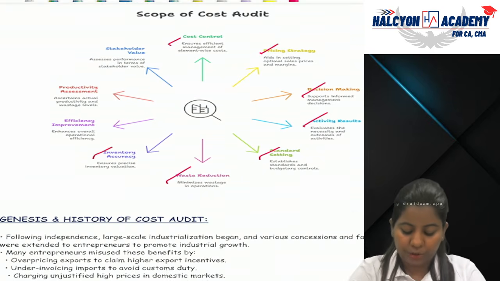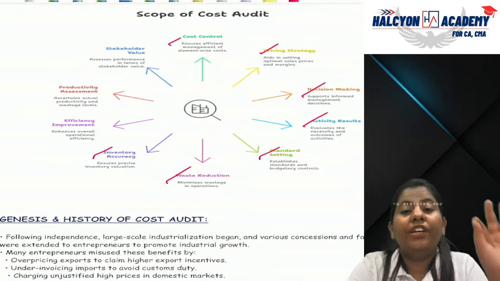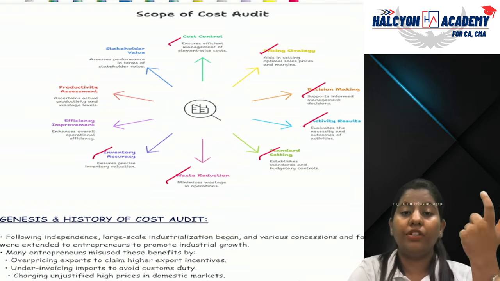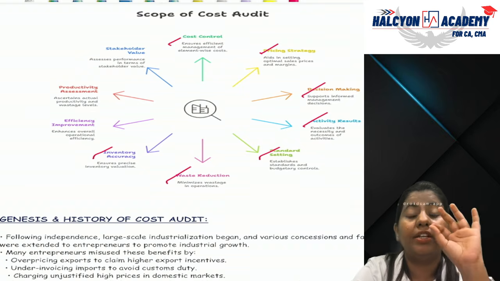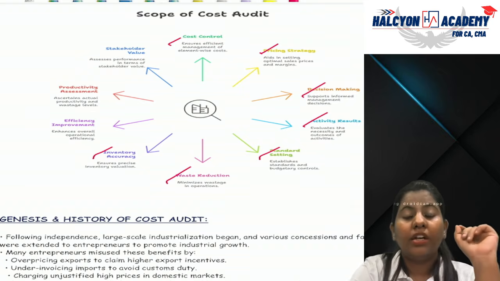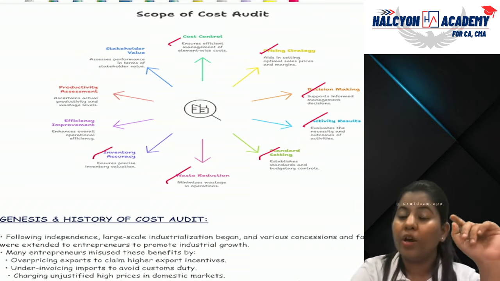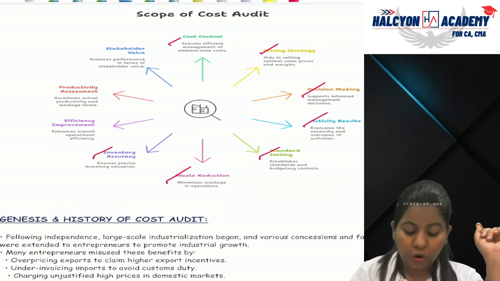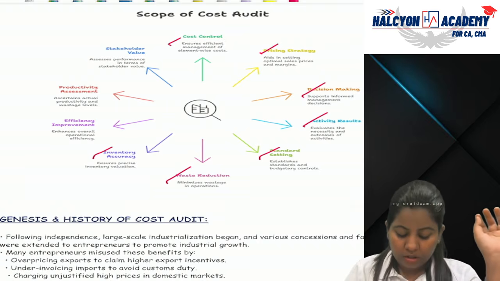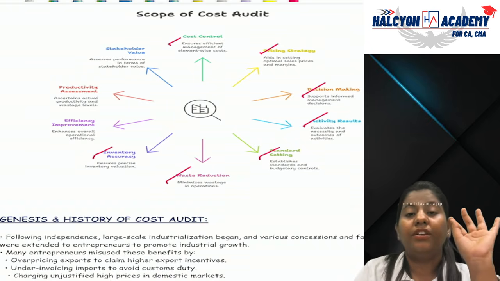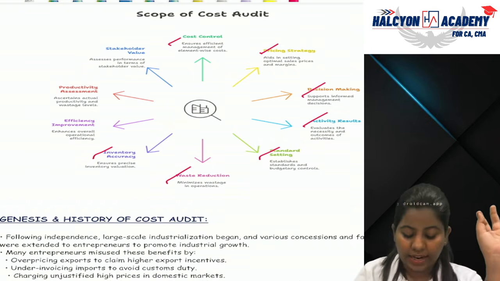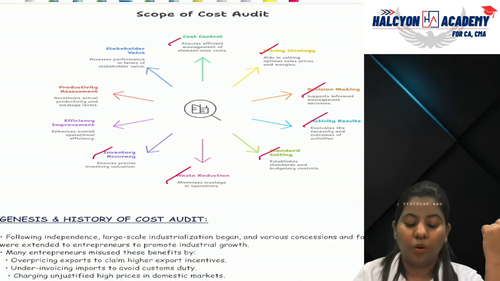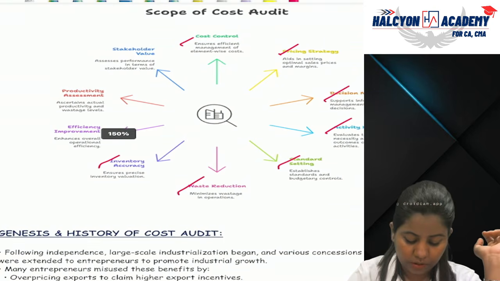Next, inventory valuation. The value of the inventory should be very accurate. The value of raw material, finished goods, and work in progress should be very accurate, because it helps in financial reporting and also for taxation purposes. So the cost audit ensures that the inventory is correctly valued, the precise inventory valuation, whether the inventory is valued correctly or not.